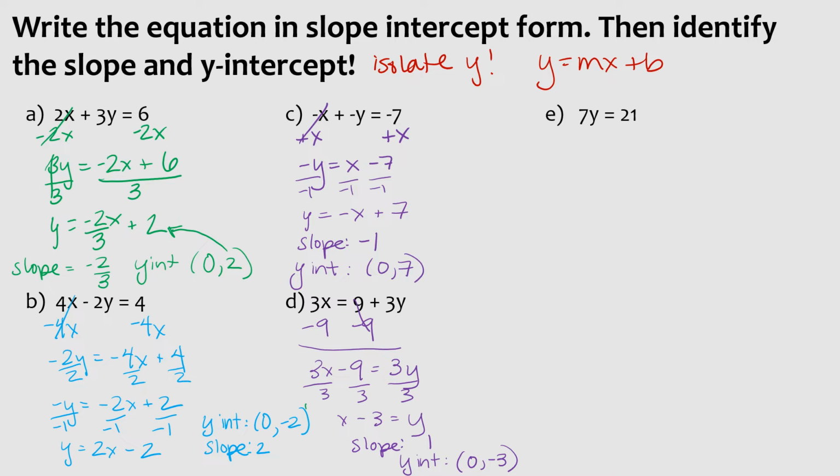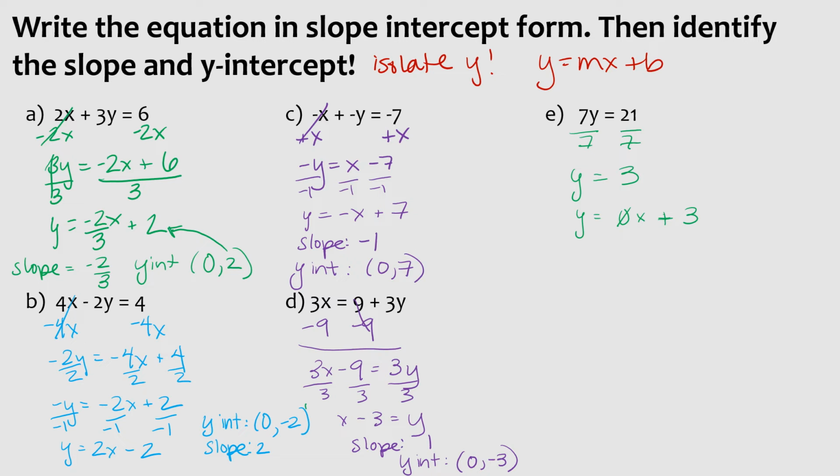I wanted to do E together because E is just a little bit weird. I need it to look as much like that formula as I can. So I'm going to isolate y by itself. So I'm going to divide both sides by 7. And I end up with y equals 3. Okay, so technically that's the same form as above. It's really just saying y equals 0x plus 3, right?